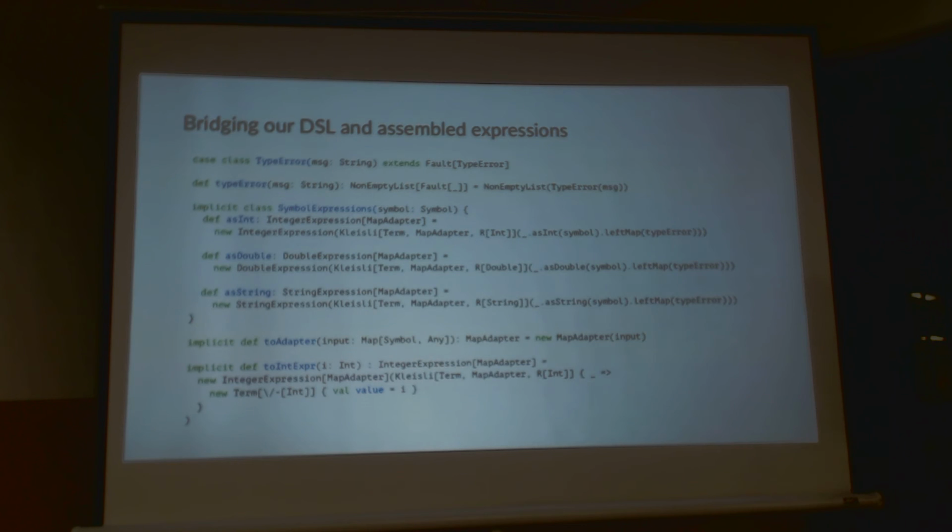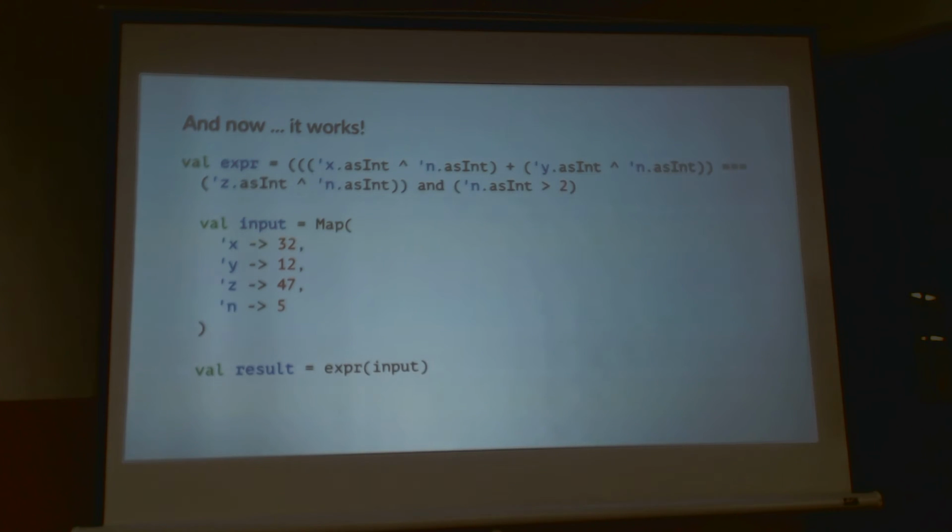This right here at the bottom is for constants. So say you have a constant value in your expression. You don't want to have to say, oh, hey, this is an integer. No, it's obviously an integer. I mean, the type system can tell that. So it'll actually convert that to an integer expression for you. And now, after doing all that, this code will actually do as you expect. You can provide any kind of map here. You can have any kind of expression, and it'll just work.